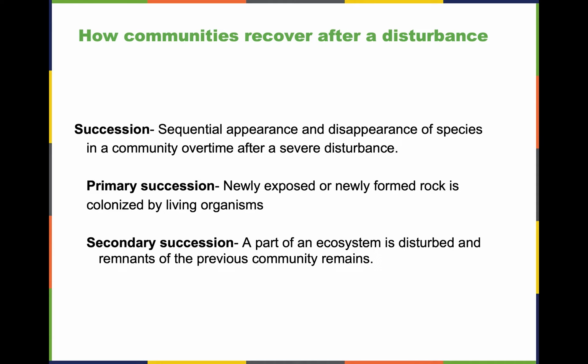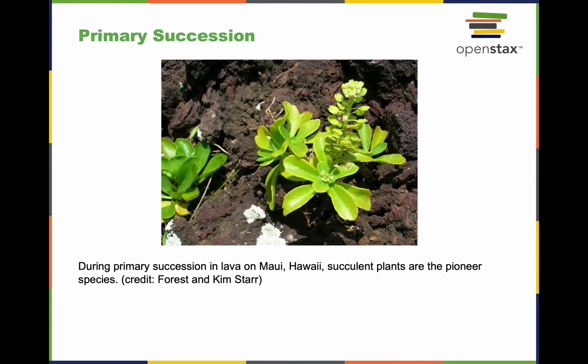Secondary succession is when a community existed, but it underwent a disturbance, but the disturbance was not so drastic such that life had to build itself from scratch. Secondary succession is when an ecosystem is disturbed, but there are remnants of the previous communities that remain, which nature can build on.